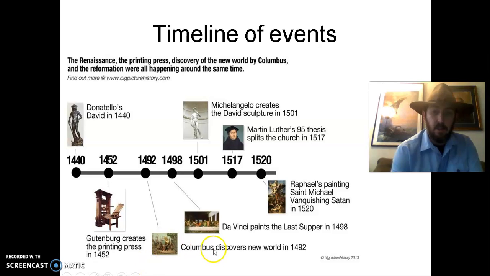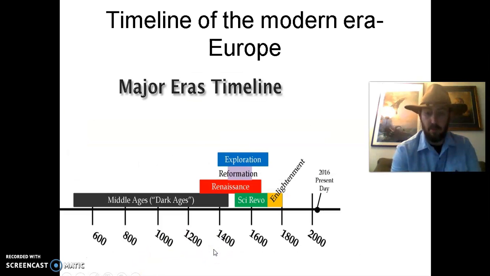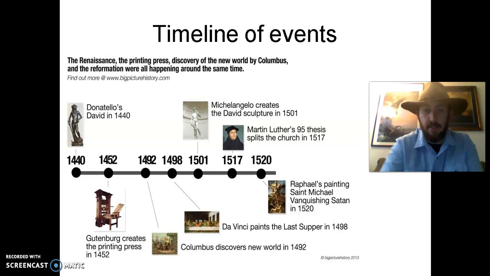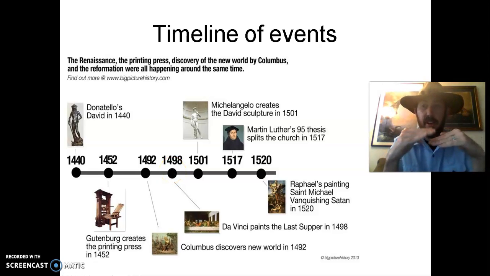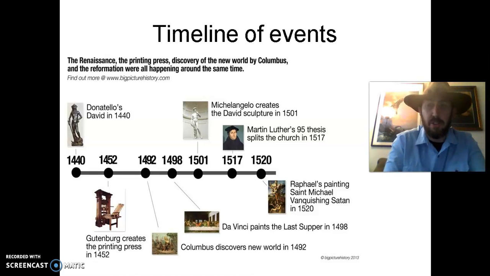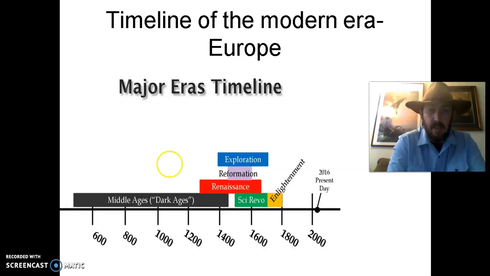And then Christopher Columbus discovers the New World, discovers America. In 1492, as we know, 1492, Columbus sailed the ocean blue. Well, the printing press was 1452, but Leonardo da Vinci didn't paint the last number until 1498. So the Renaissance and the Protestant Reformation and the Age of Discovery are all happening kind of in the same 100-year period.